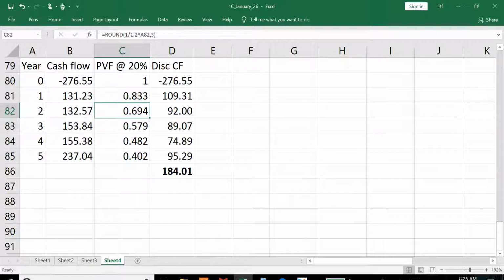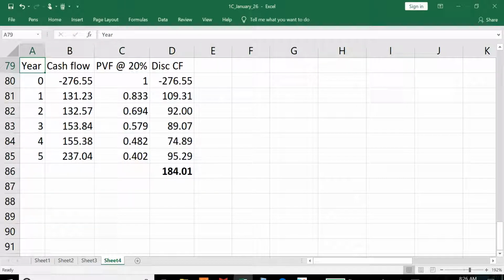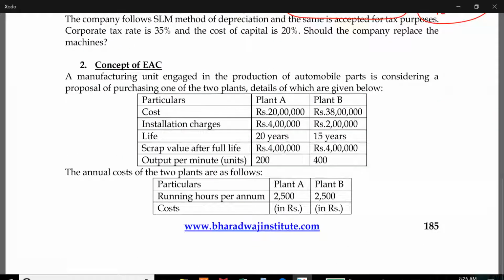Can you proceed? Any doubts on this? NPV is 184 lakhs. The project is generating positive NPV and hence we go ahead with it. Can we move? Okay, I'll move to the second question now.